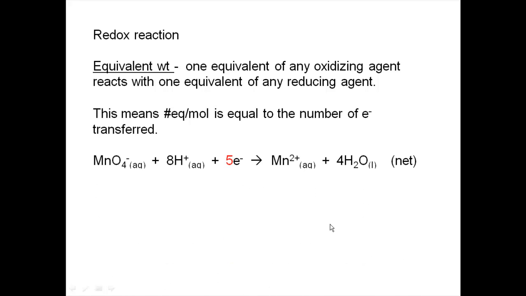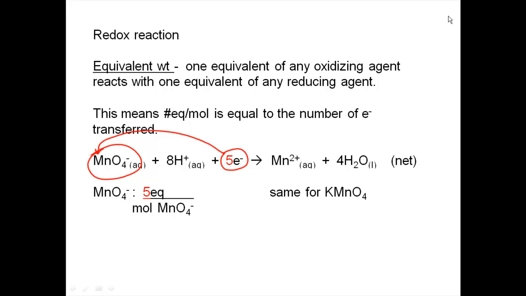Here's an example. Permanganate plus 8 H pluses plus 5 electrons gives me manganese 2 plus and 4 water. This is your net ionic equation. The spectators have already been removed. From this, we can determine the number of equivalents for the substances. This 5 electrons is telling me the number of equivalents per mole of whatever substance we're talking about. So if I'm talking about permanganate, which there's 1 mole of in this equation, then that tells me there's 5 equivalents for every 1 mole of permanganate.